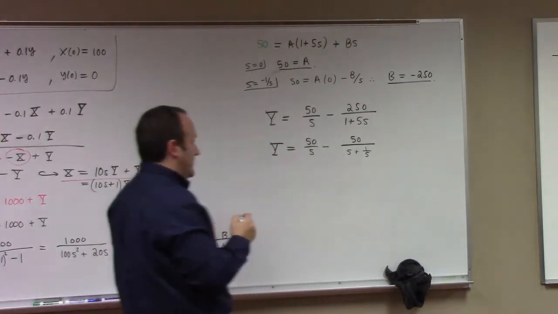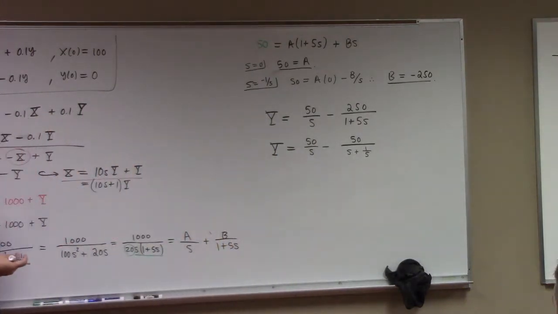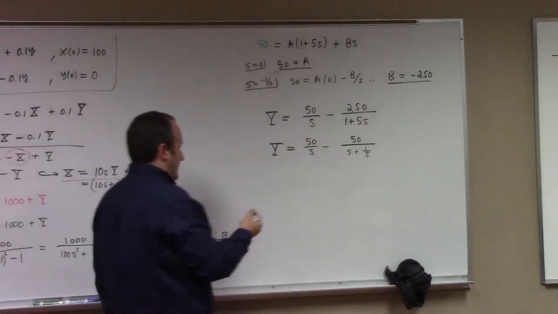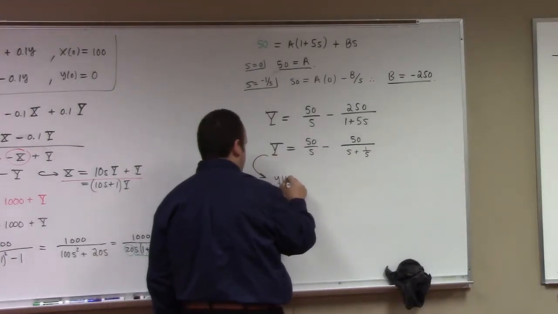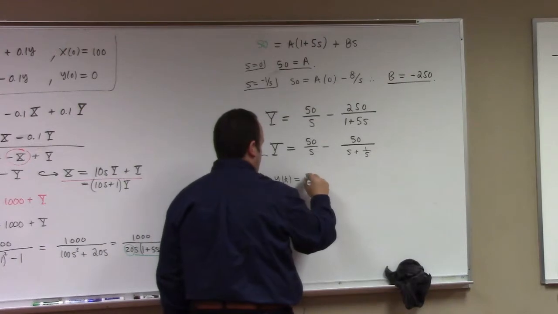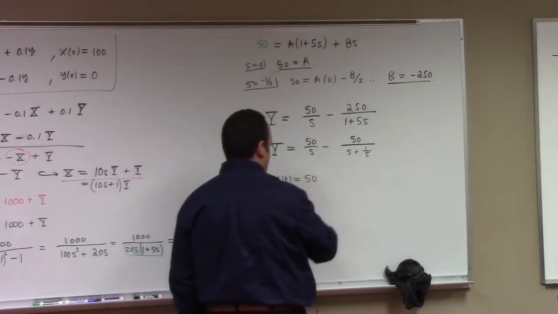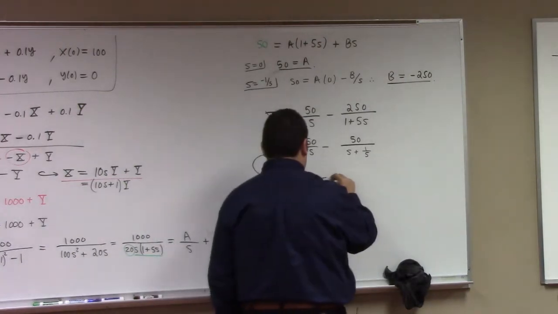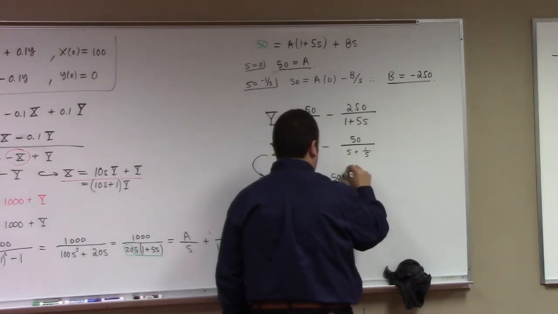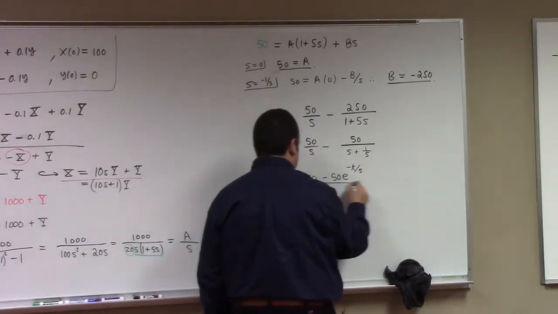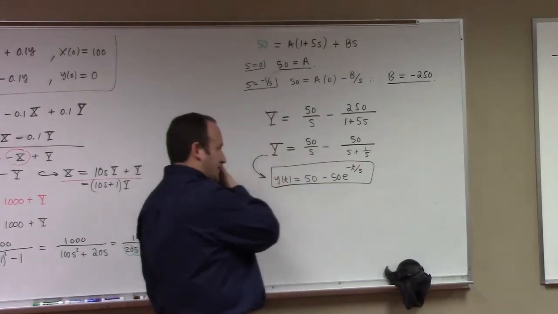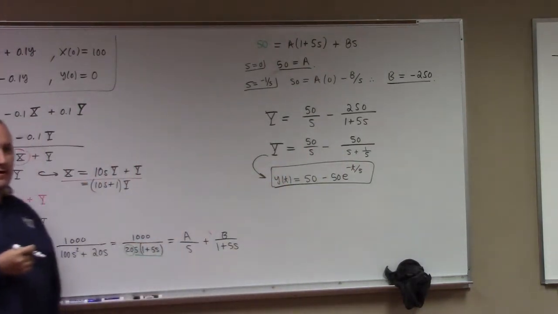And the reason I would do that is because now I can take the inverse Laplace transform, right? It's always about inverse Laplace transforming. So the inverse Laplace transform of that gives me y of t, which would be, well, 50, right? Minus 50 e to the minus t over 5. So there's y as a function of time. How to find x?